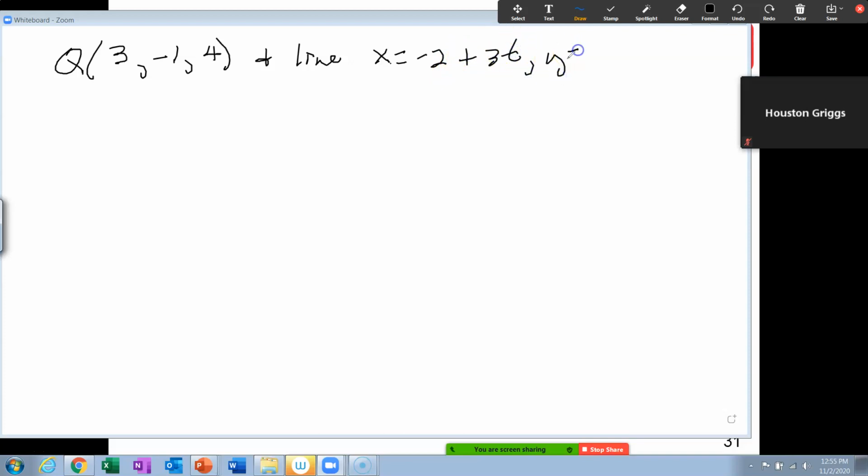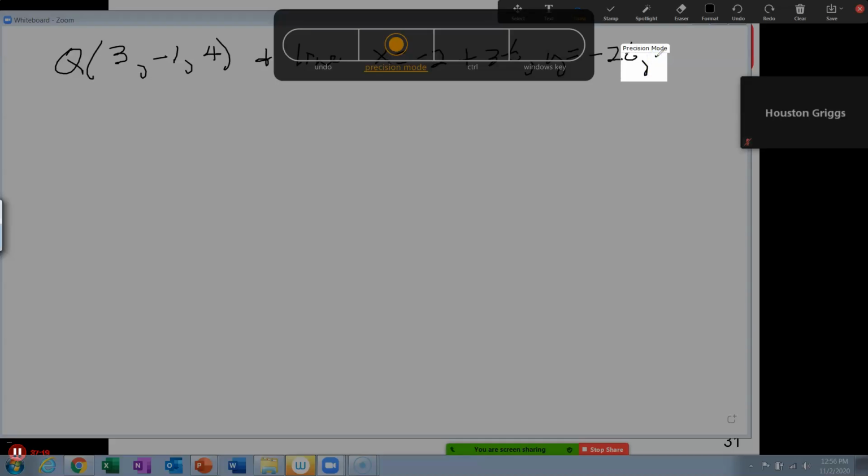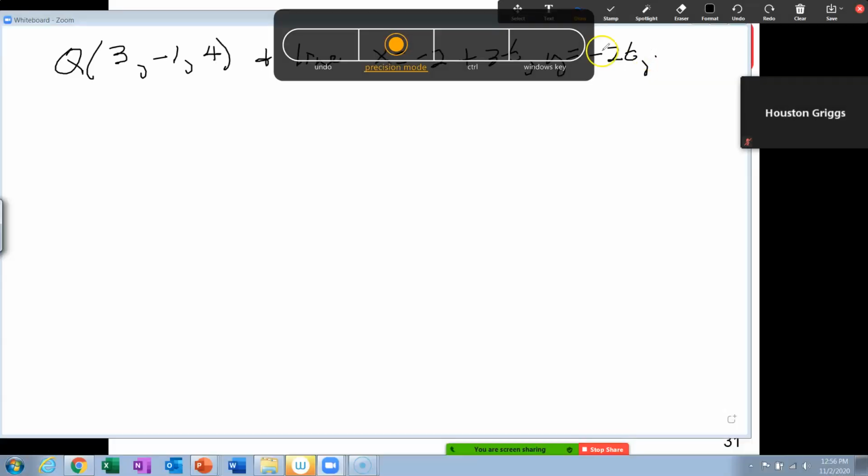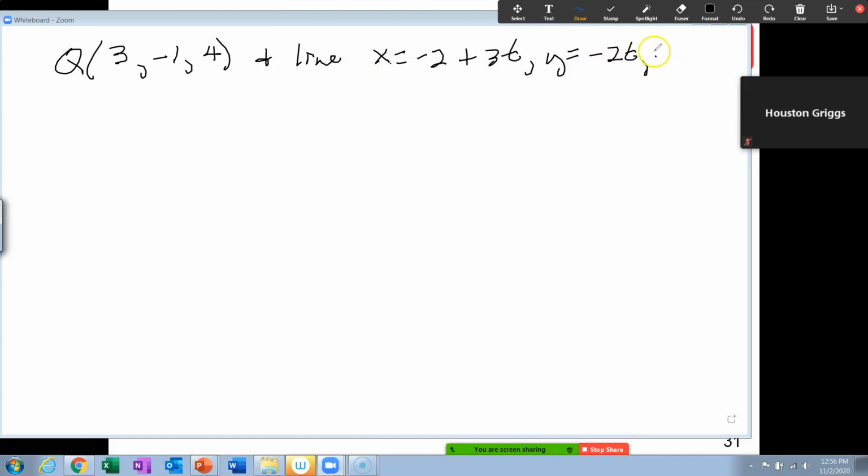Y is equal to -2t. And Z, I can't get my pen to write. This is such an aggravating board. Okay, Z is equal to 1 plus 4t.